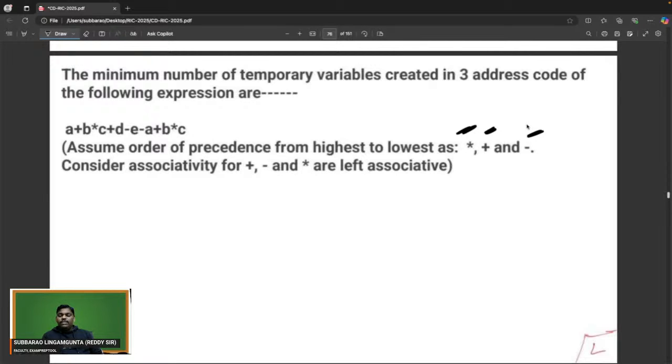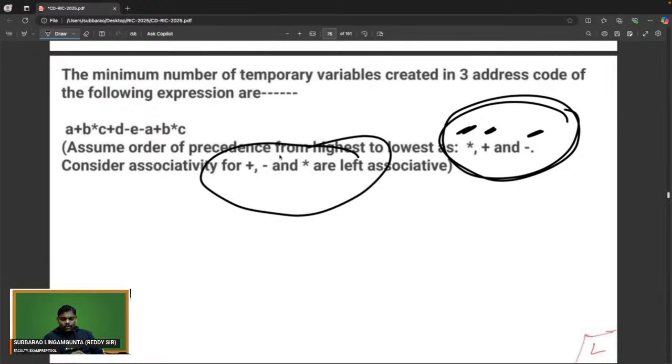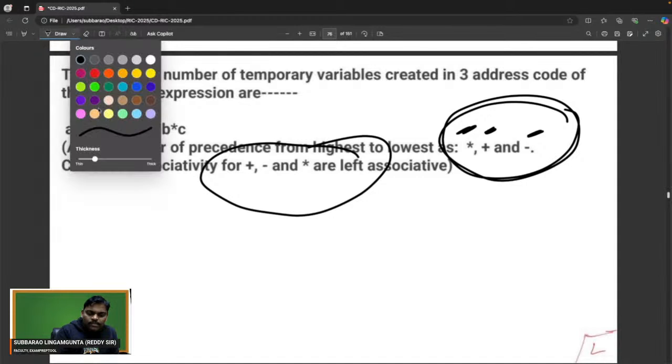Whatever priorities he has given, we have to follow. First star, the highest priority, next plus, next minus. Consider left to right associativity for all three operators. So these priorities and this associativity you have to use. I will try one by one, because he mentioned priorities, I will execute once. Can you see this one?